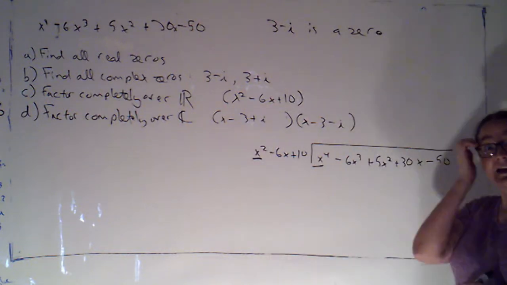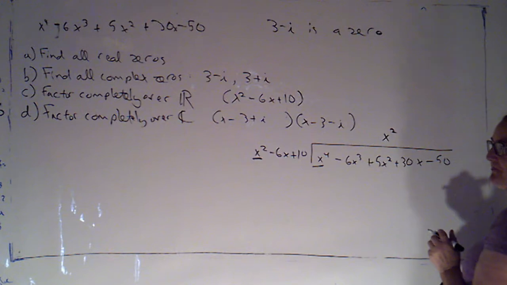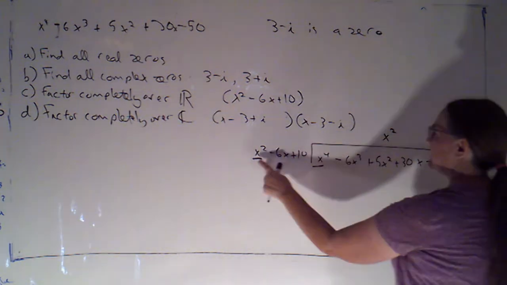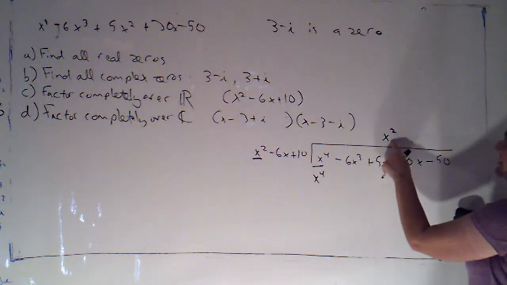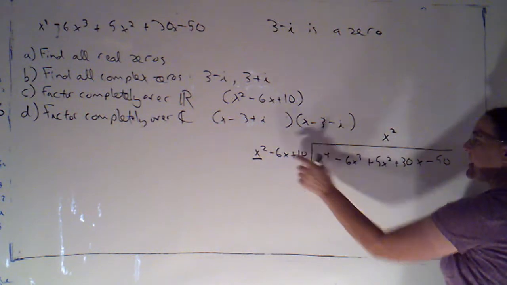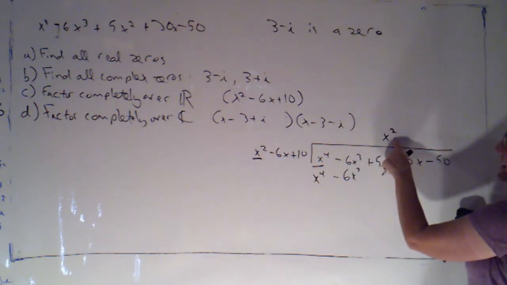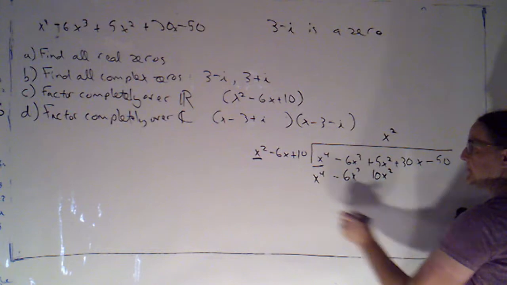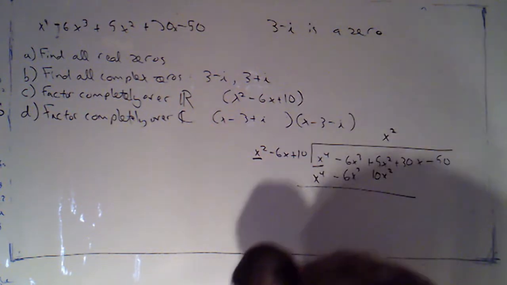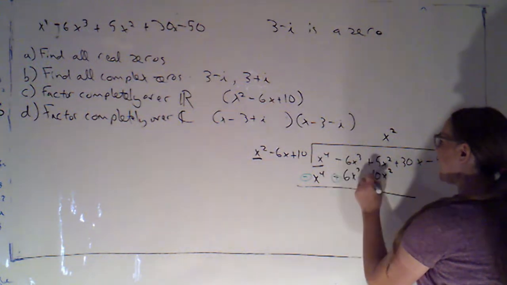What would I multiply x squared by to get x to the fourth? I'm thinking x squared. So x squared times x squared will give me x to the fourth. X squared times negative 6x will give me negative 6x cubed. And x squared times 10 will give me 10x squared. So now we're ready to subtract. Remember, that means we change the sign and add.